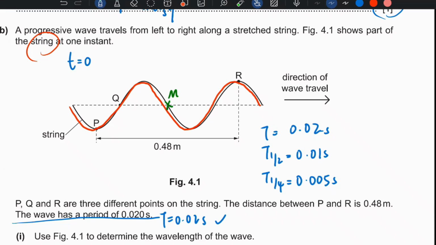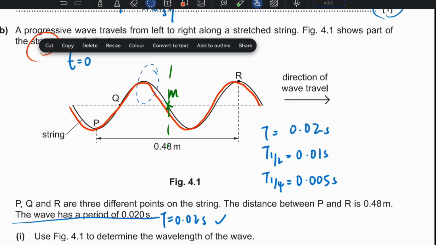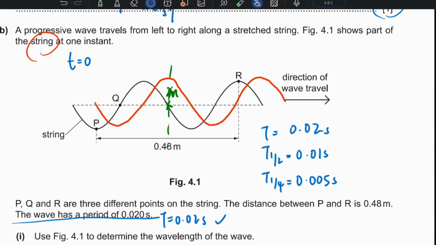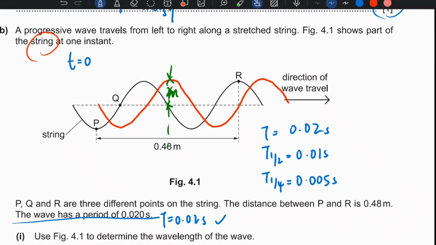Let's name this point M. What do you think will happen to M? Will it move downward first or will it move upward first? Ideally, it's supposed to move upward first. If I shift the graph to the right, because the wave is traveling to the right, realize what happened to point M? It's moving up. Then if I shift even more, it's moving up. So in this case, point M moves up.